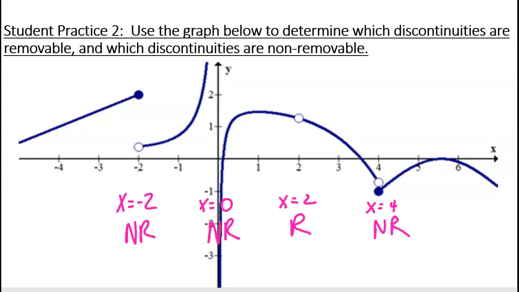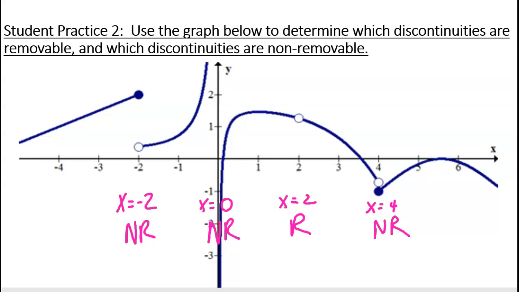Okay, and here's your solutions. X equals -2 is a non-removable discontinuity because the limit doesn't exist. It's a jump discontinuity. X equals 0, there's a vertical asymptote on the y-axis there. At x equals 0, vertical asymptotes are non-removable discontinuities. The limit does not exist. X equals 2, that's a hole. Holes, the limits exist, and that would be a removable discontinuity.